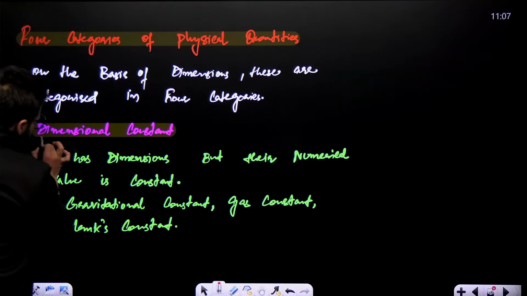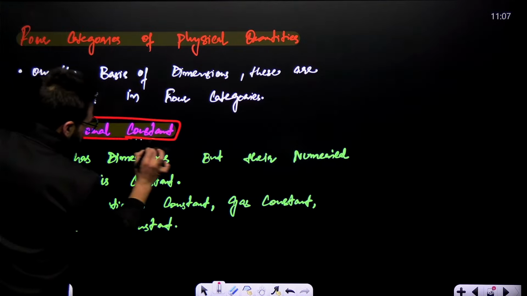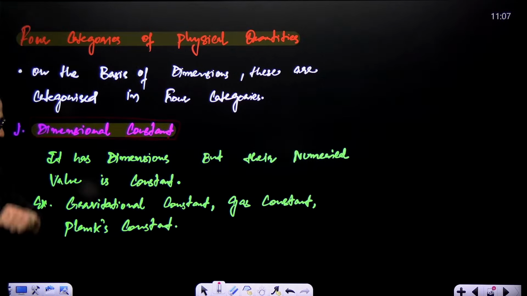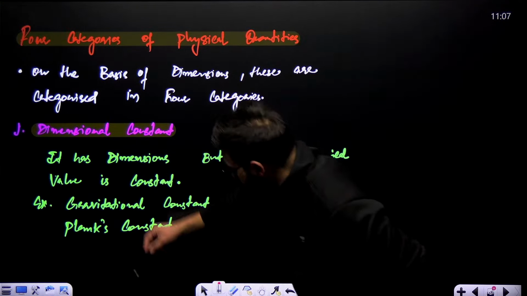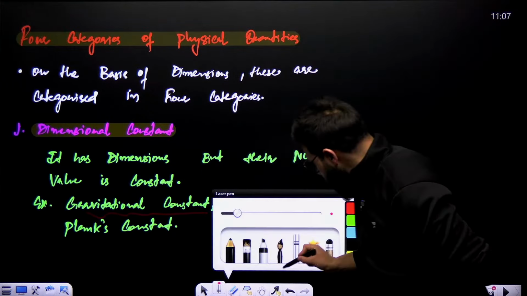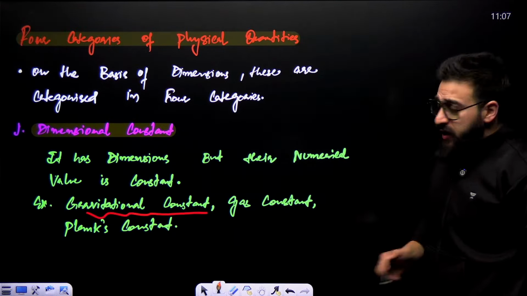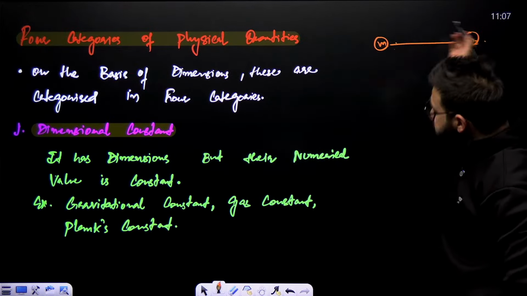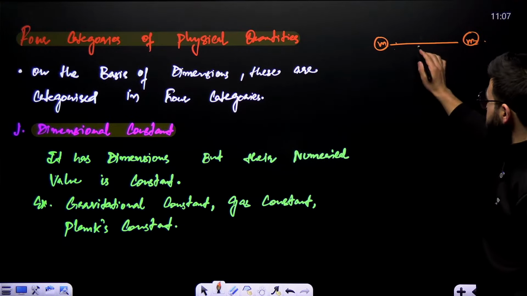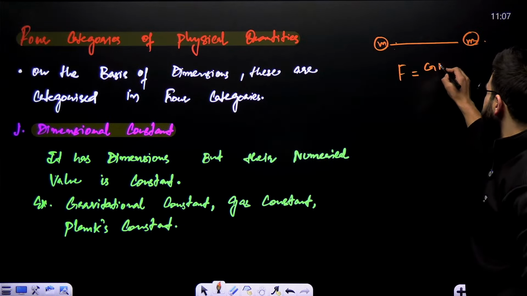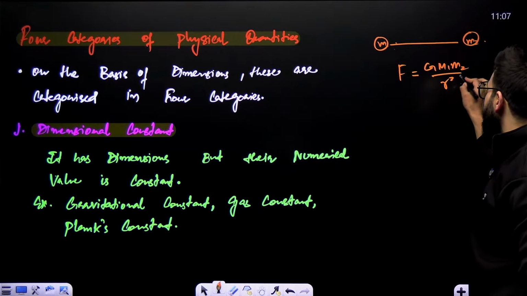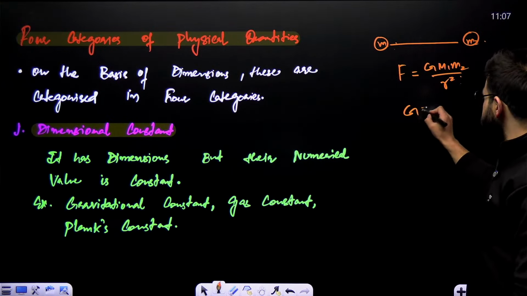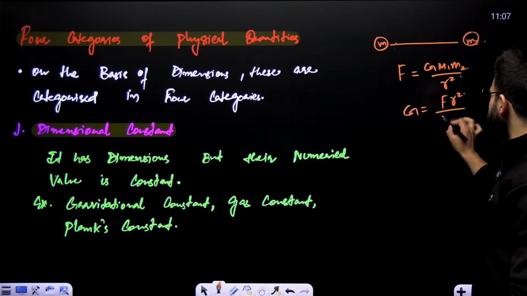We say first one is dimensional constant. Guys, see. We say it has dimensions, but their numerical value is constant. When it comes to the universal gravitational constant, there is a formula. If you have got two masses, m1 and m2, force exists between these two masses. F is equal to G m1 m2 divided by r square. Now, if you want to find what is this G, G is the universal gravitational constant. So G will be F into r square divided by m1 m2.